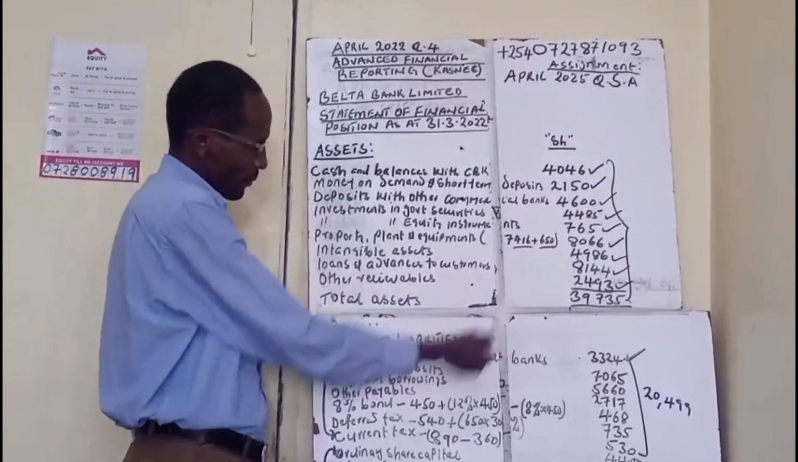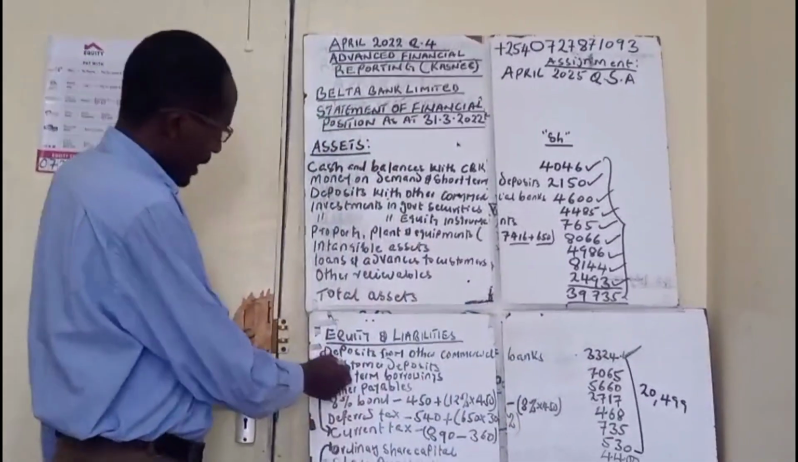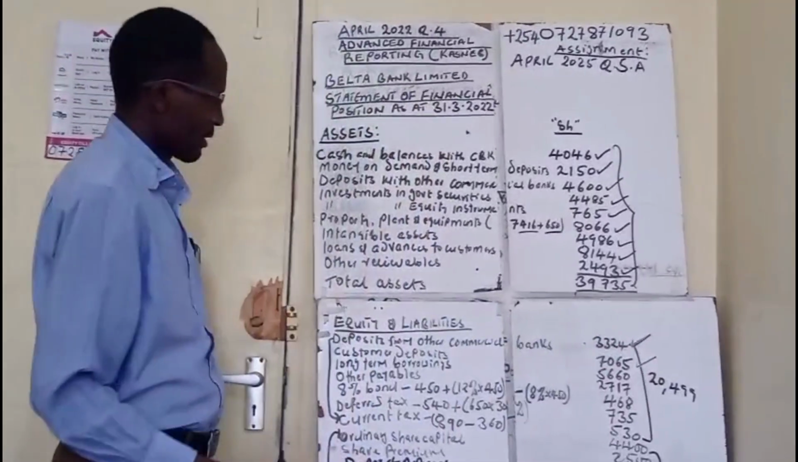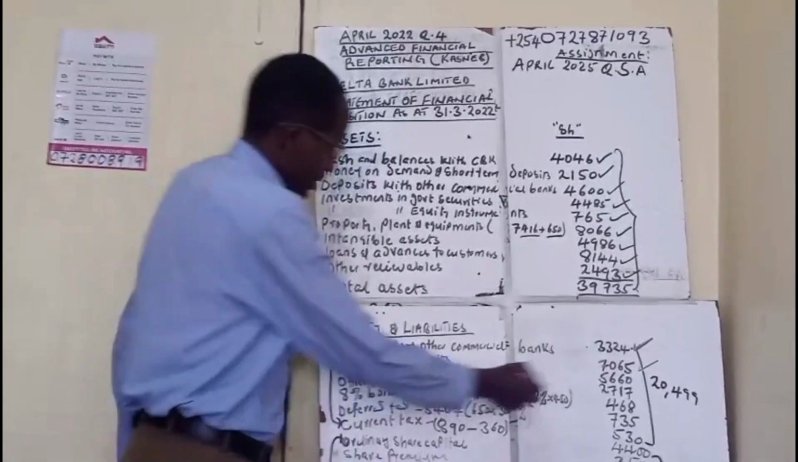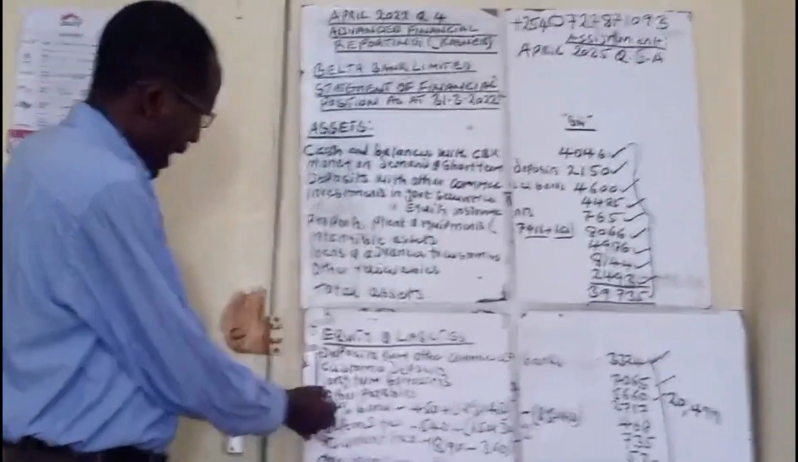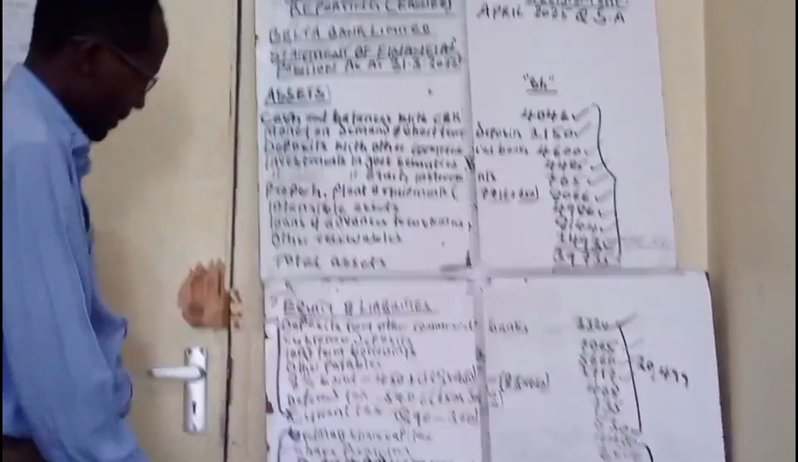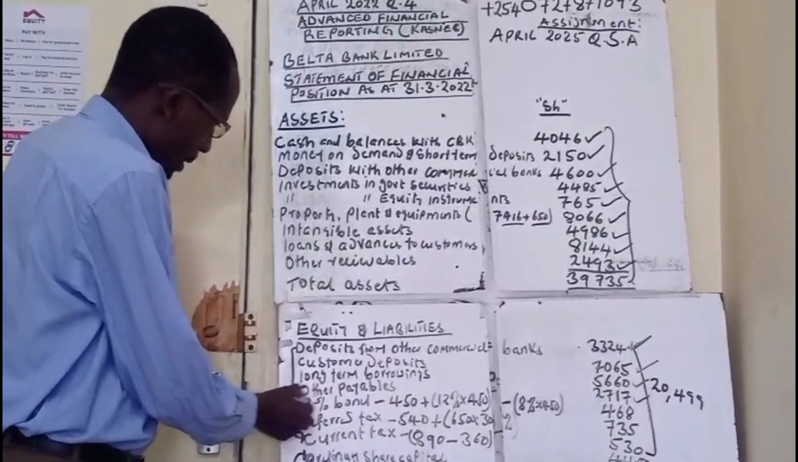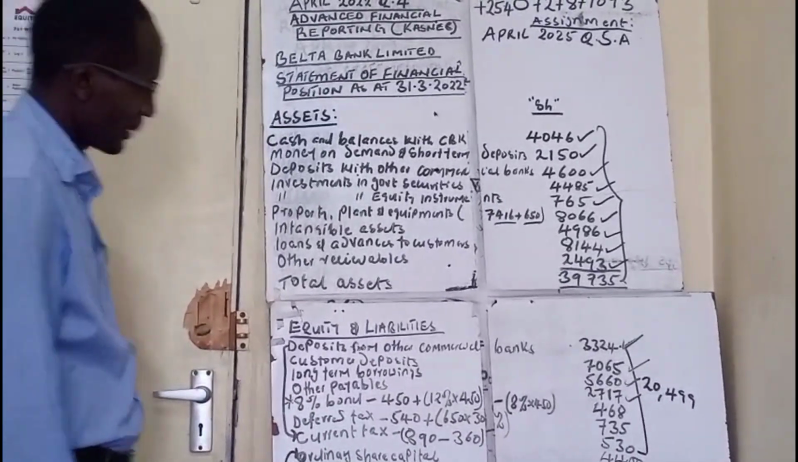Deposits from other commercial banks, that is 324. Customer deposits, 7065. Long-term borrowings, 5660. Other payables, 2717. 8% bond. Now this one, it is in the additional information. We have done some adjustments there.